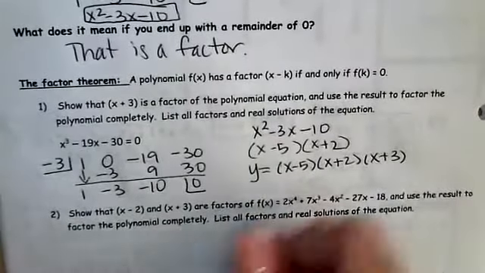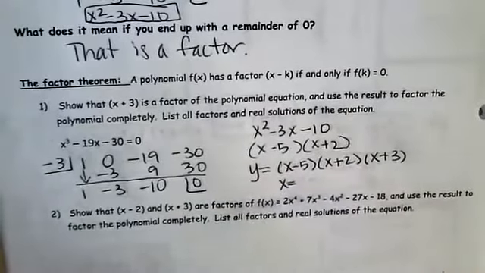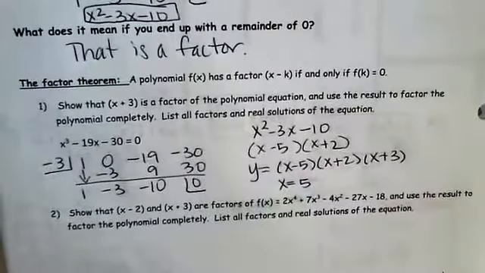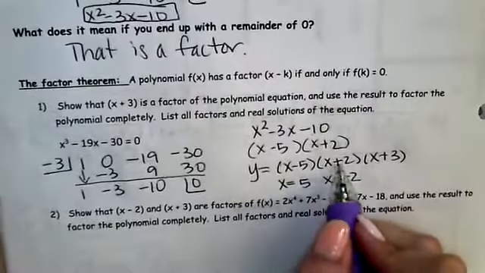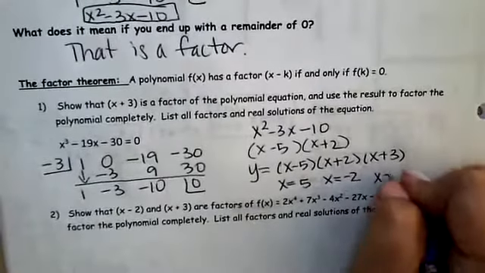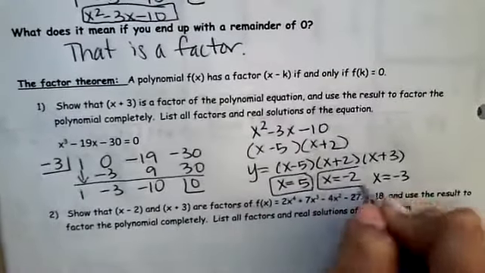And then to find all of the zeros, remember, this is always x minus your root, and so on. So my first root here is 5. This second one would give me negative 2 because negative 2 plus 2 is 0. And then the last one we knew was negative 3. So we've got our 3 roots right there.